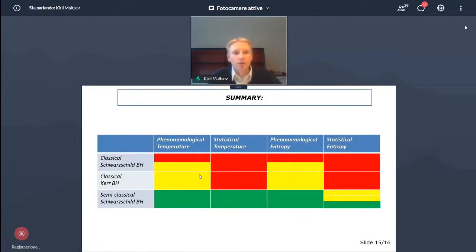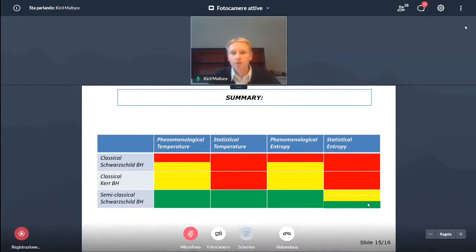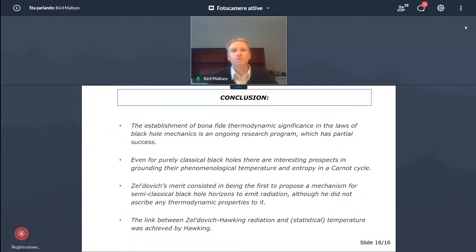So the summary of this talk is that interesting prospects arise already from applying purely classical accounts of phenomenological temperature and entropy, for which a perturbed Schwarzschild black hole and a Kerr black hole have the potential to grant a thermodynamic meaning. And for the case of semi-classical Schwarzschild black hole, the foundation of thermodynamic significance is at an advanced stage, except for the statistical entropy account, which is a debated topic. And so far, only the Shannon version of it has been established.